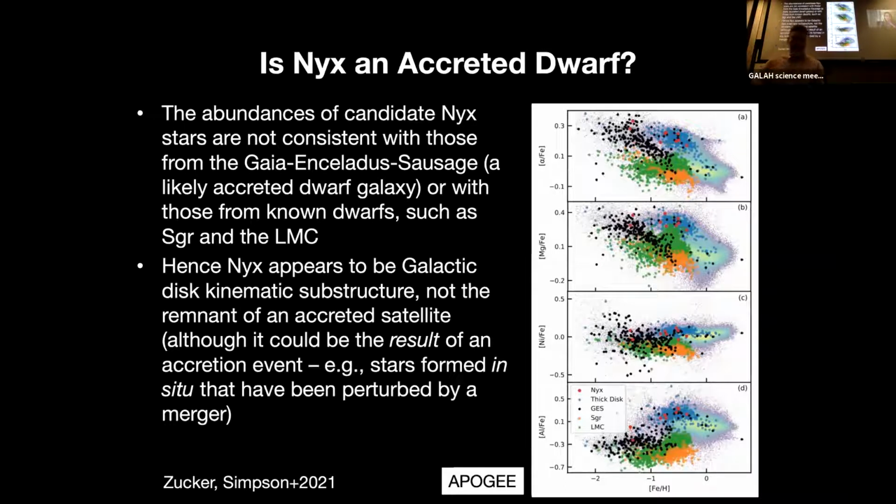So basically, it looks like Nyx is actually galactic disk kinematic substructure, and not the remains of a dwarf satellite that's been accreted. I mean, it could be the result of an accretion event. It could be something that was disrupted by an accretion event or merger, but otherwise it looks like it was formed in situ, and the abundances are completely consistent with being galactic thick disk.